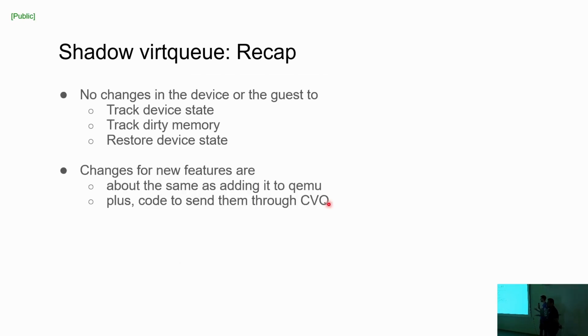So a little bit of recap. There is no change required for the device in order to track neither the device state, the dirty memory, nor to restore the device state in the destination. In the future, it might be possible to opt in or opt out of any of these three items. Okay, so for example, if a device implements its own way to report the dirty memory to QEMU, we can use that. It could be more performant, but still reusing the other two. Okay, so this is very flexible for vendors.